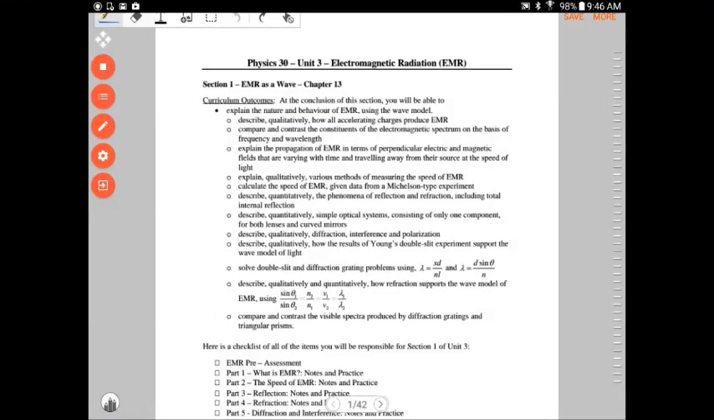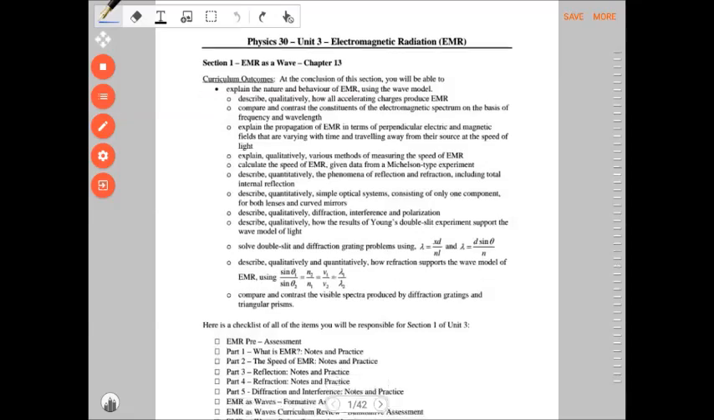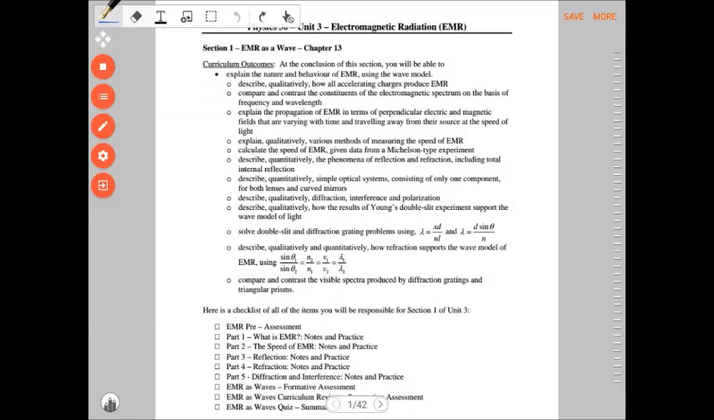Hi everyone, Physics 30 Unit 3, Electromagnetic Radiation, or EMR. Section 1 is EMR as a wave, Chapter 13. So there's a bunch of curriculum outcomes I'd like for you to review. I won't read them all, but go ahead and look at them at your leisure. Basically, we're going to abbreviate electromagnetic radiation as EMR.